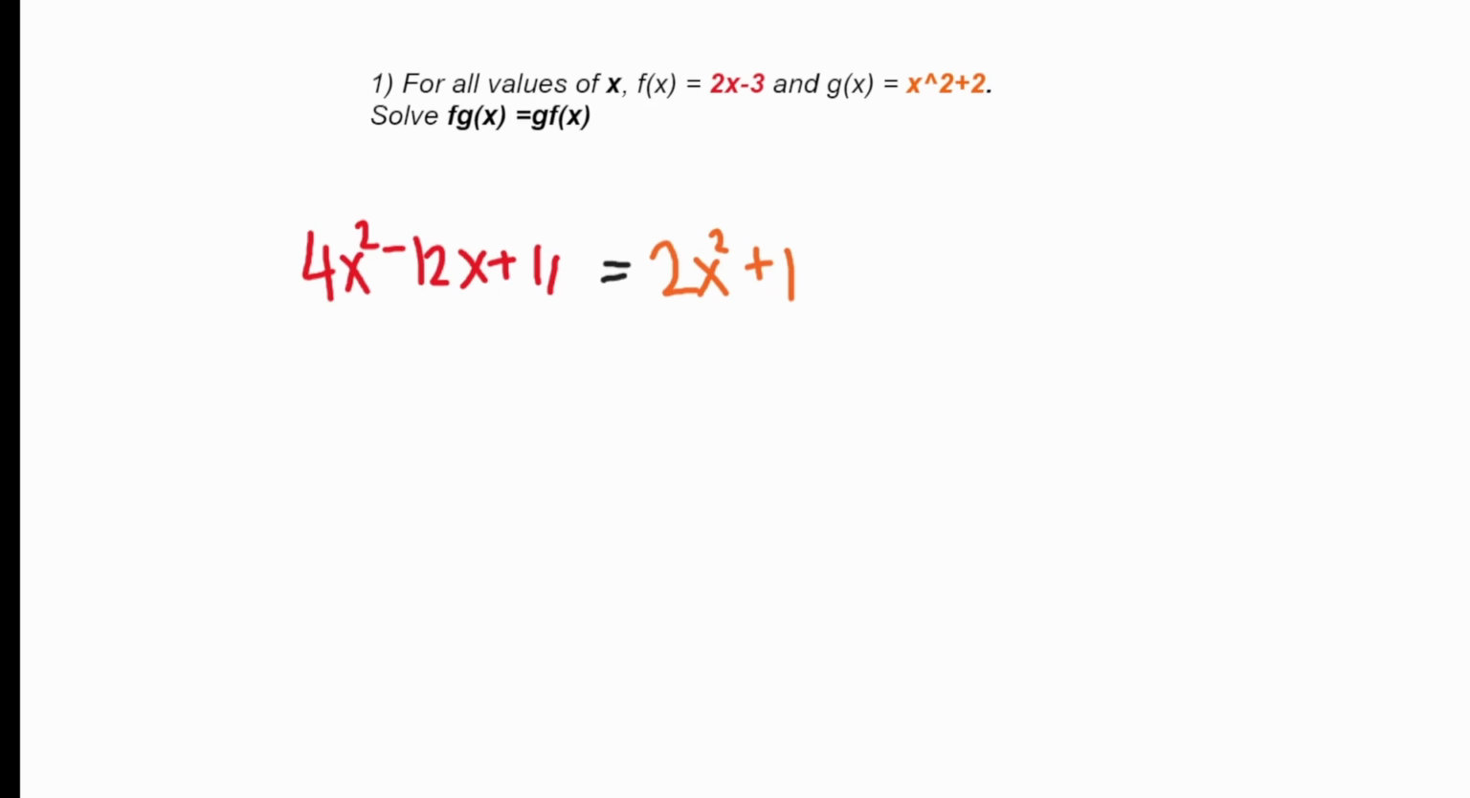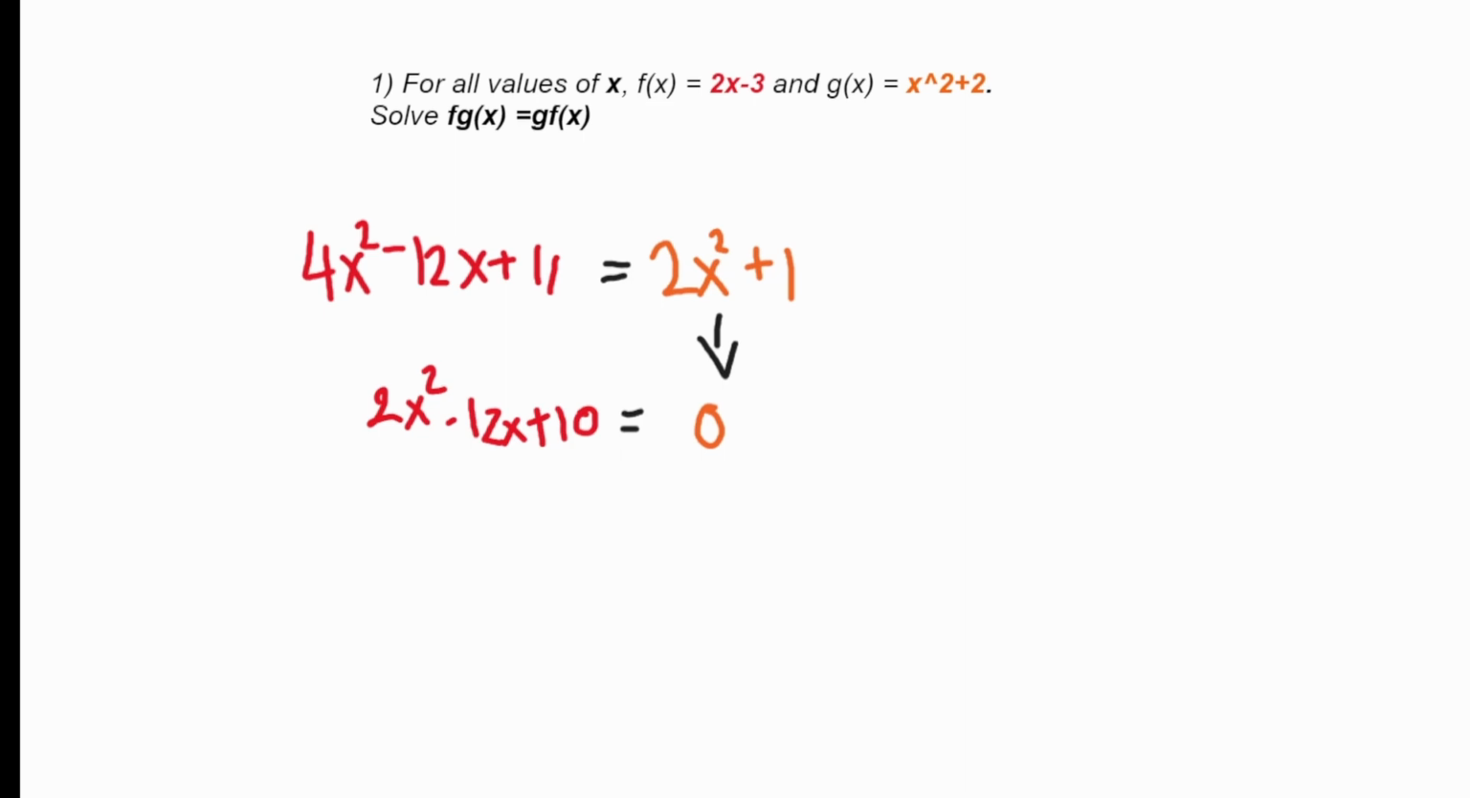Now you're just going to simplify this. Take away 2x squared from both sides, and you take away 1 from both sides, so that this right hand side is going to become 0. Once you do everything, your right hand side is going to be 0. Your left hand side is going to be 2x squared, minus 12x, plus 10, and that's going to equal 0.